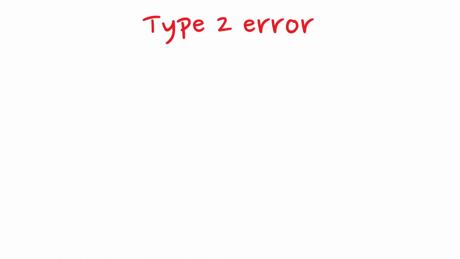In this video we will talk about type 2 error. So what exactly is it? It happens when we miss something that's actually there, a false negative.